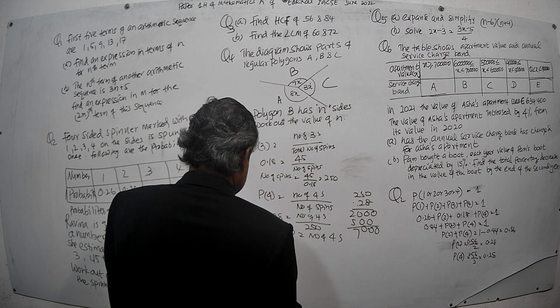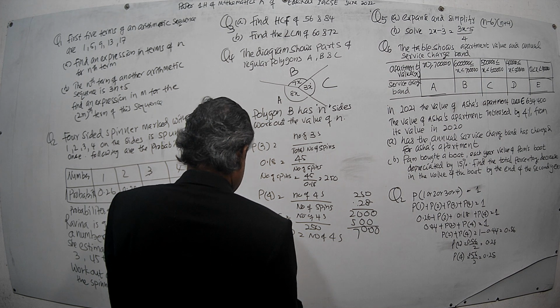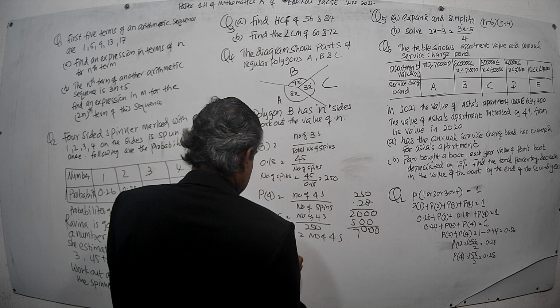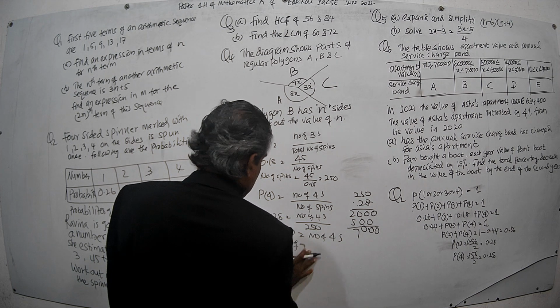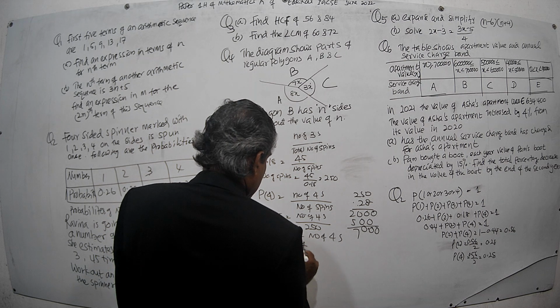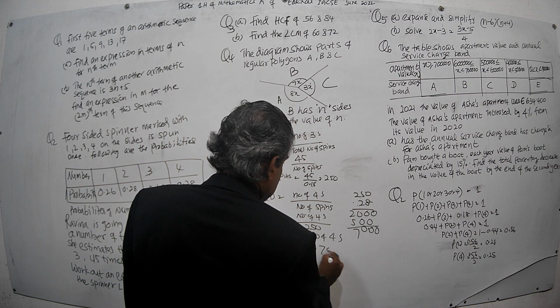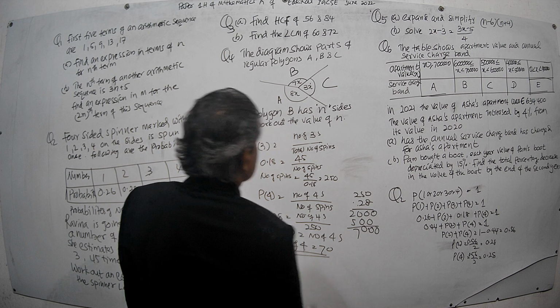Right? Number of times of 4 is equals 70. Okay, that's it.